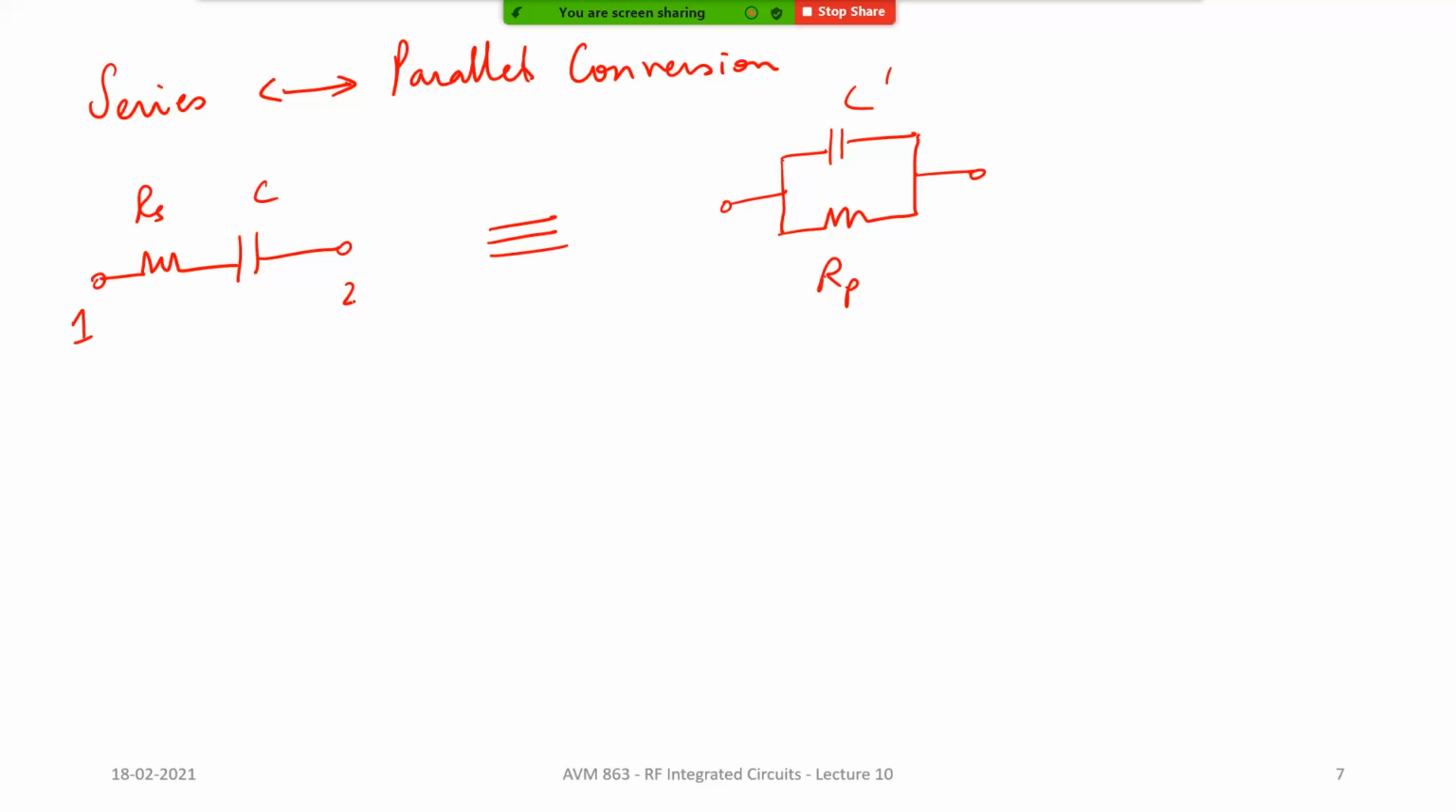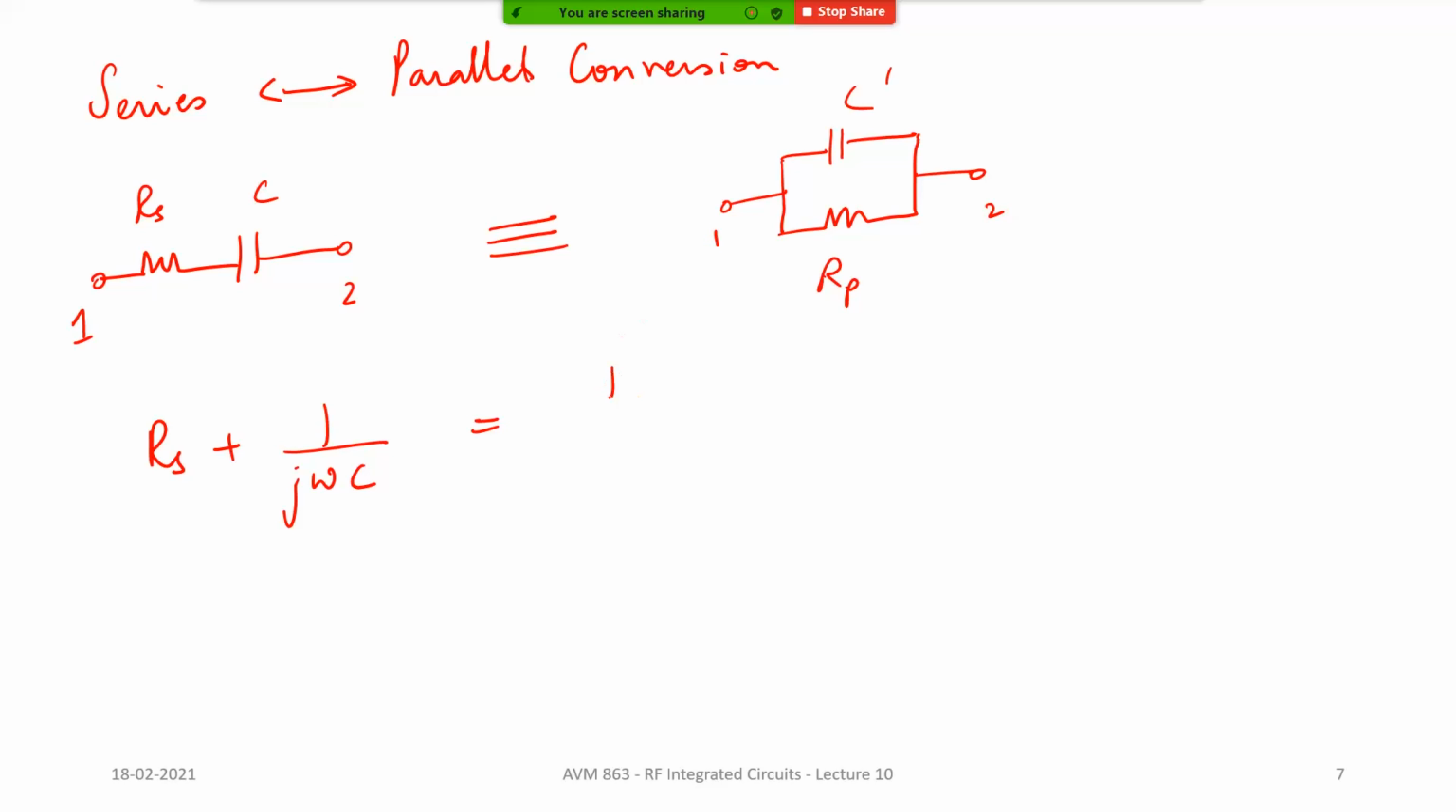Okay. Now how do you go back and forth between these two? In order to do that, it's very simple. You just equate the impedances of the two. What is the impedance here? It is Rs plus 1 over j omega C, which should be equal to the impedance between the same two terminals.